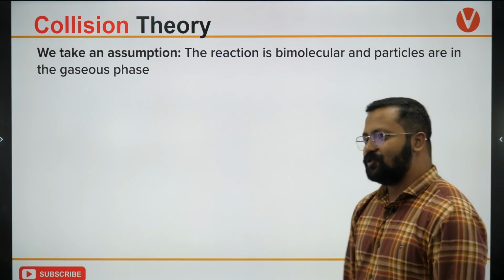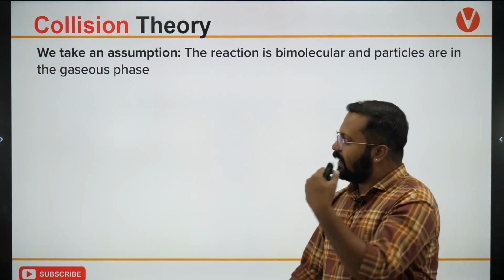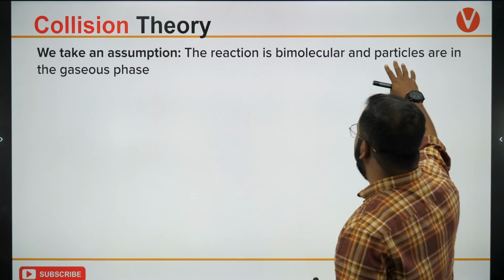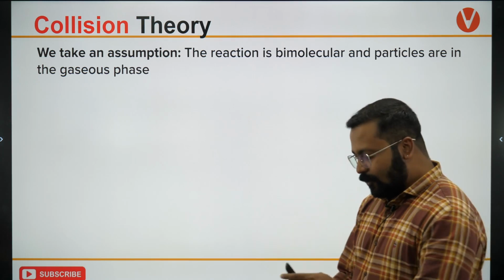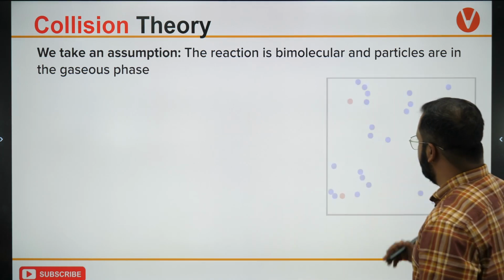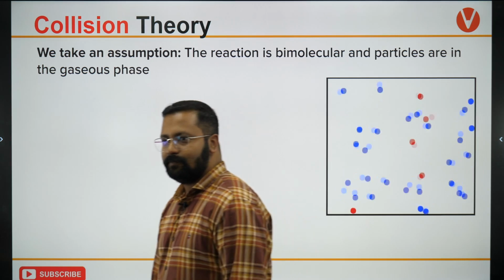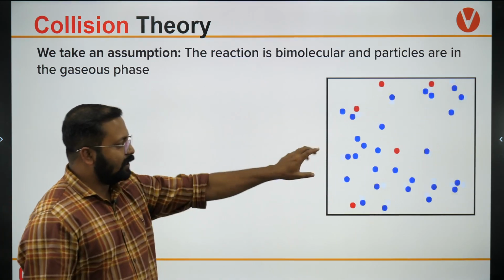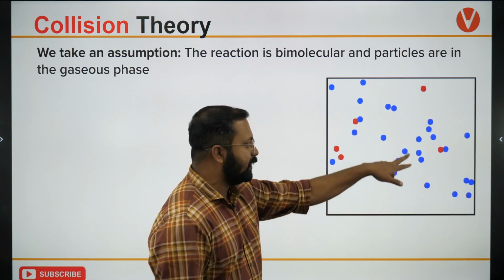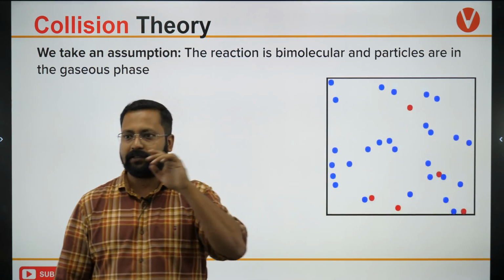So we take an assumption that the reaction is bimolecular and the particles are in the gaseous state. What would it look like? It would look something like this, isn't it? You can see that the red colored particles are colliding with the blue colored particles. Okay?